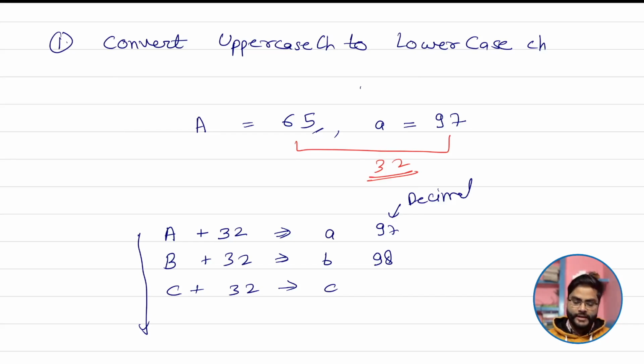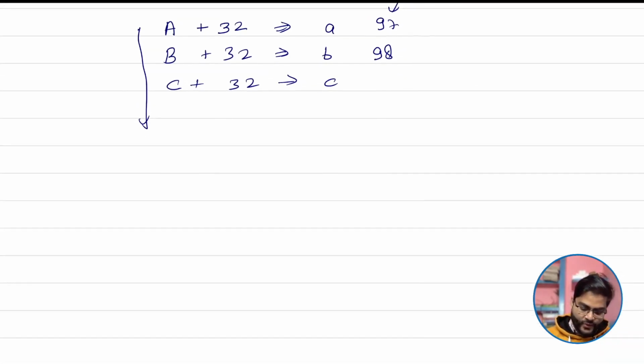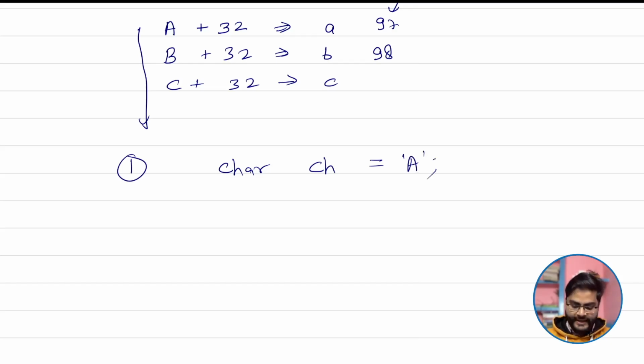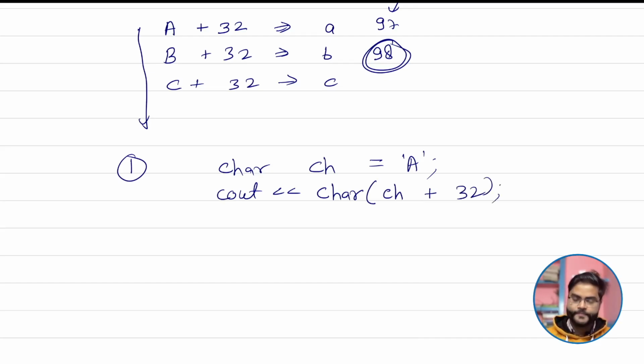And so on. Now one way is, I can just take a character. Let's say I take a character and name it ch, and let's take it as A. Simply, I will print. These values are in decimal, so I will typecast it to character if I want to show the character. I'll take this character and add 32 to it. So it will give me the answer in lowercase. A lowercase character will be printed.